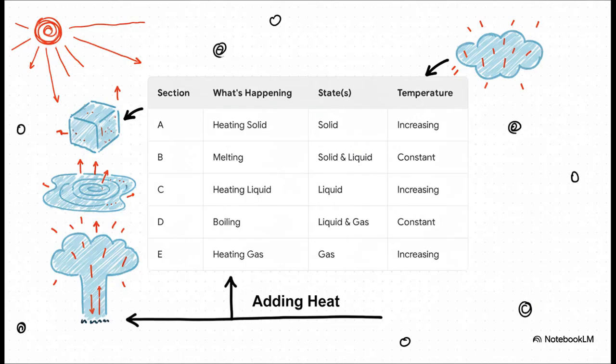So here it is, the whole journey mapped out. You can see these sloped parts, A, C, and E. That's where the temperature is going up, just like you'd expect. But look at sections B and D. They're totally flat. So what in the world is going on there?